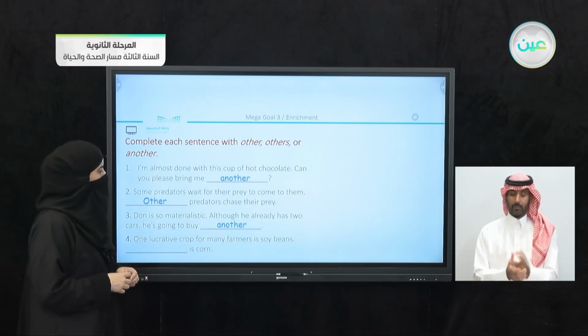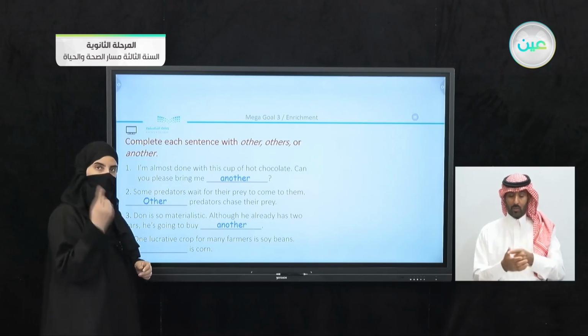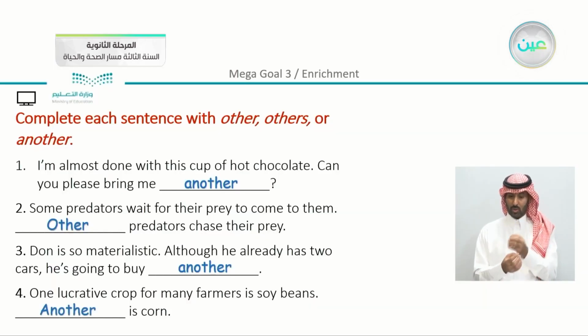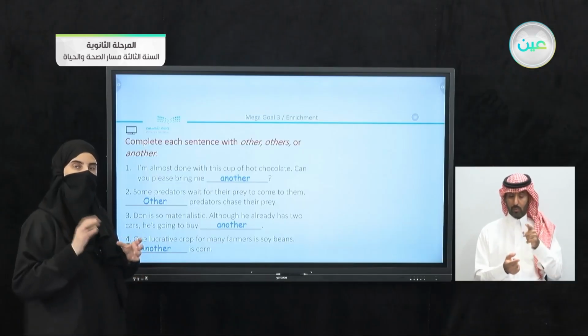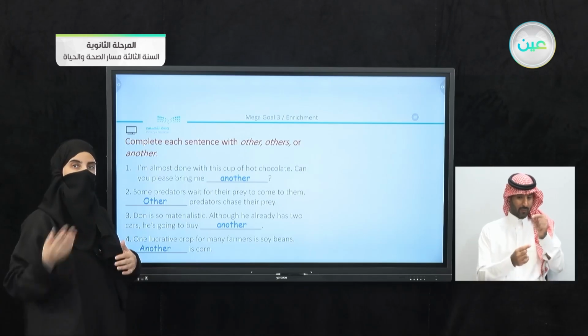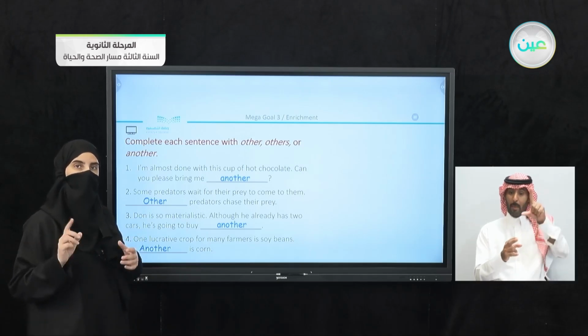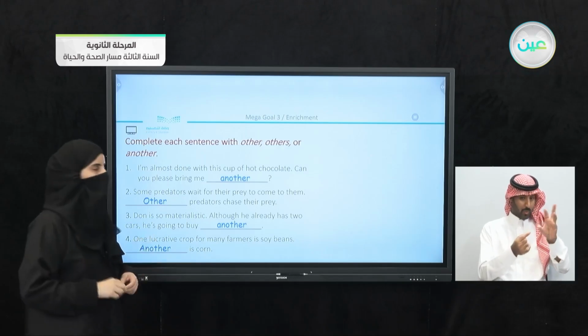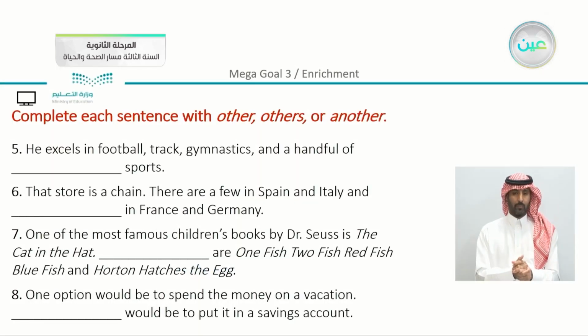One lucrative crop for many farmers is soybeans. Blank is corn. Now one, and the other is corn, or we can say in the sentence, another is corn. Also, just to remind you, if the sentence is done and there is a full stop, you are going to start the next sentence with a capital. So even if it is a blank here, you must pay attention to the smallest details. Number 5: he excels in football, track, gymnastics, and a handful of blank sports. Sports is plural as well, so here we can say other.